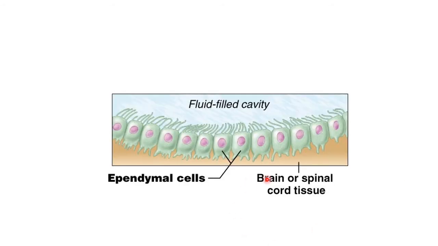In this diagram, this is how the ependymal cells look. This is the brain or spinal cord tissue, and on the other side we have the fluid-filled cavity filled with cerebrospinal fluid. And these ependymal cells range from squamous to cuboidal in shape. In this diagram, they look more cuboidal.